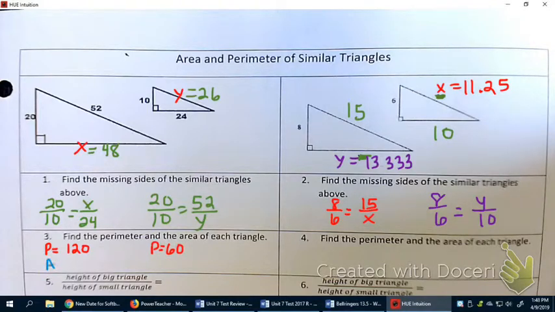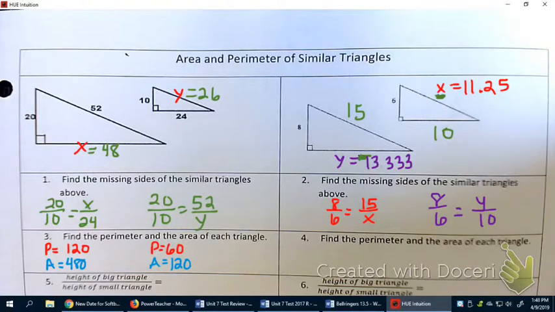All right, area. Area is 1/2 times base times height. So on the first one, 1/2 times 20 times 48. That's where I was getting my 480 from. And then area on the second one, 1/2 times 10 times 24. Okay, and we're going to use those values in just a second.